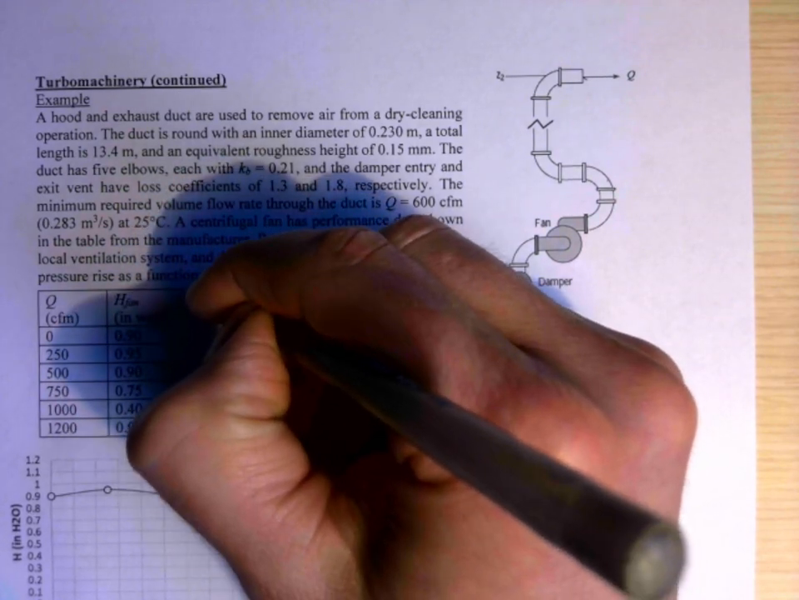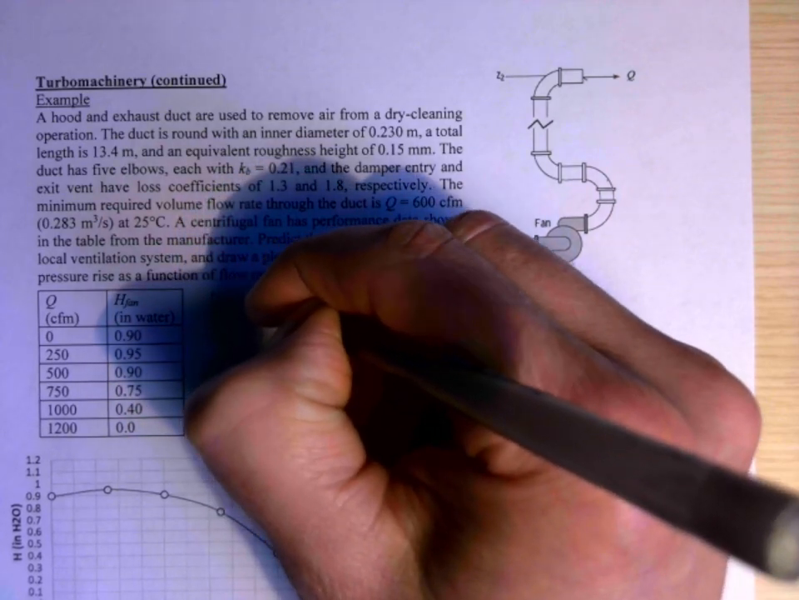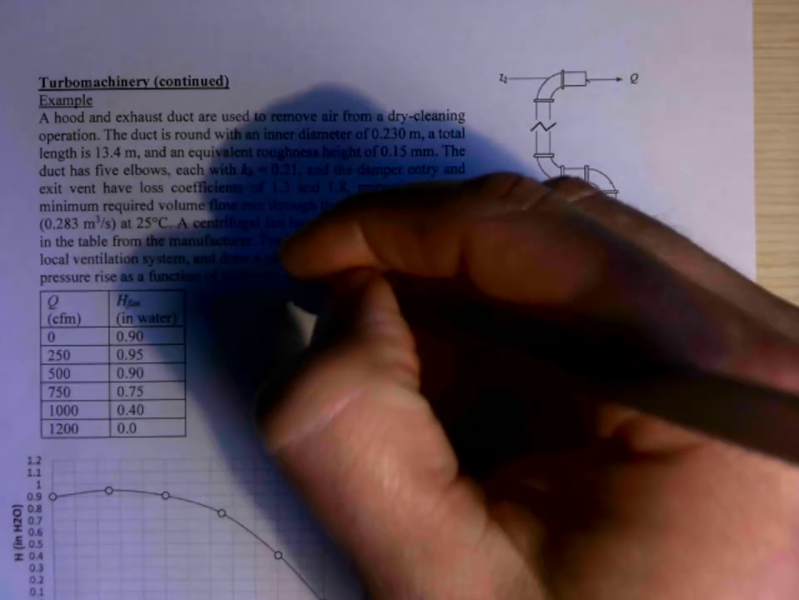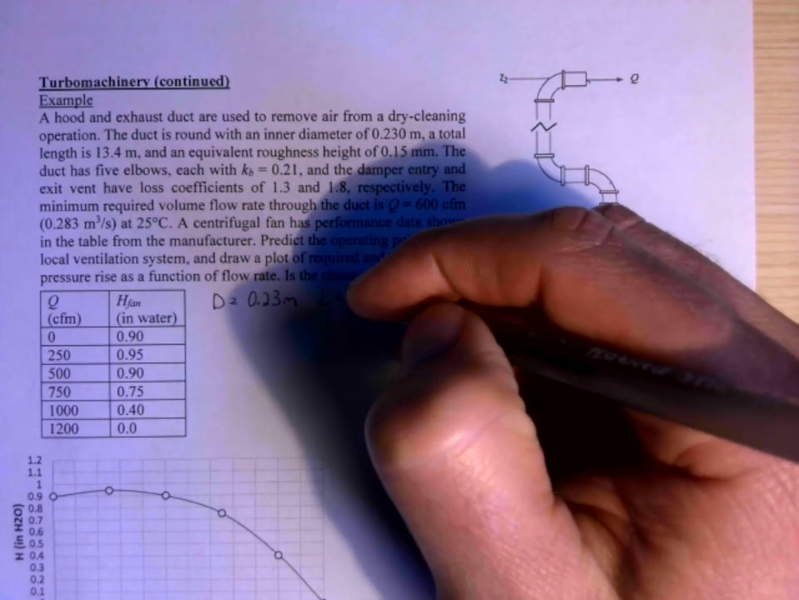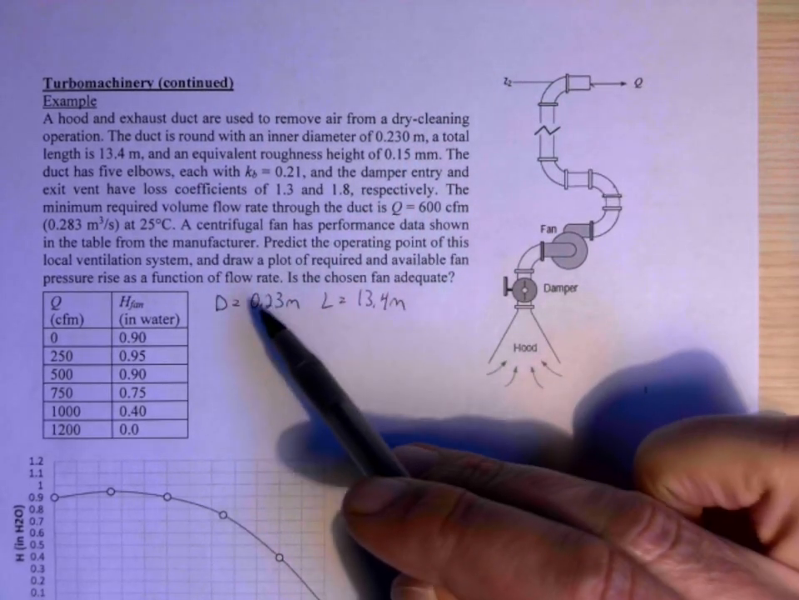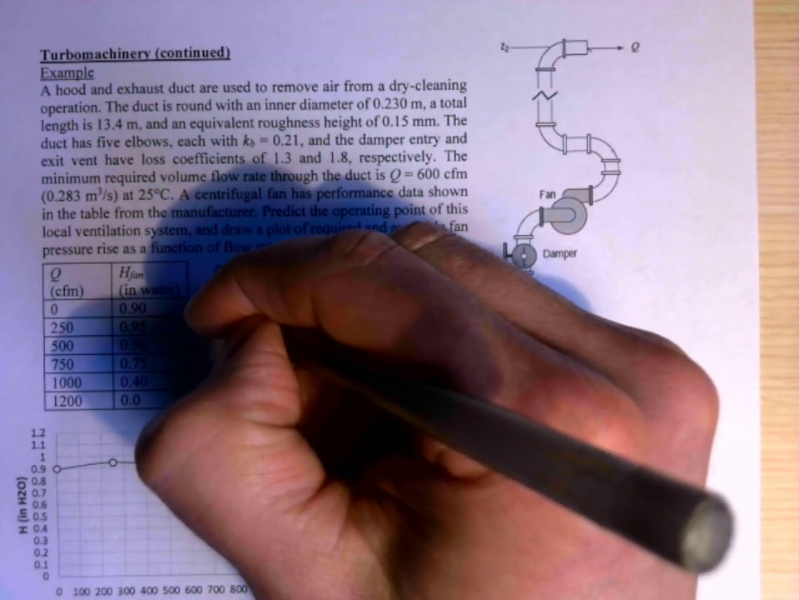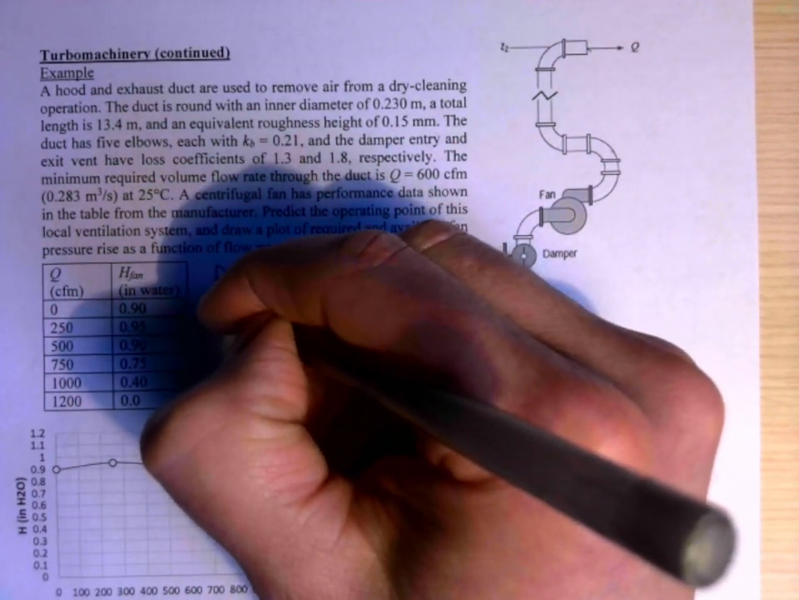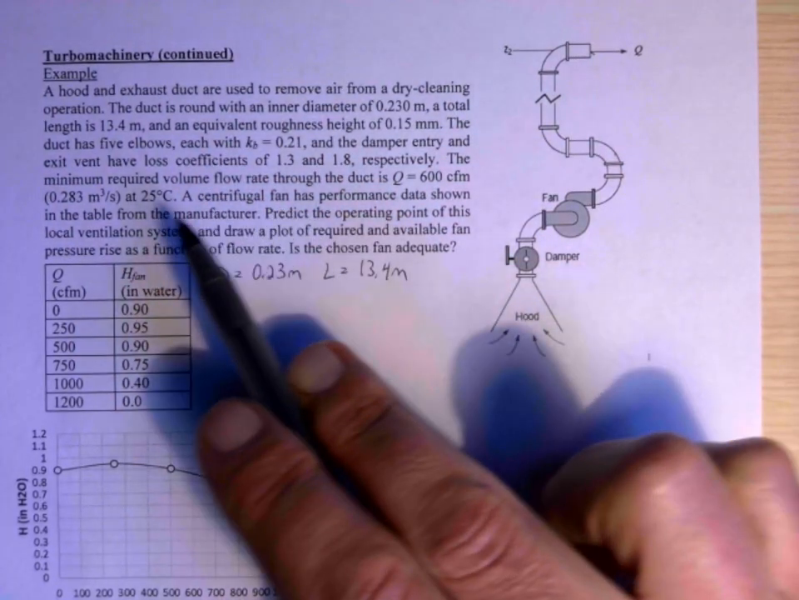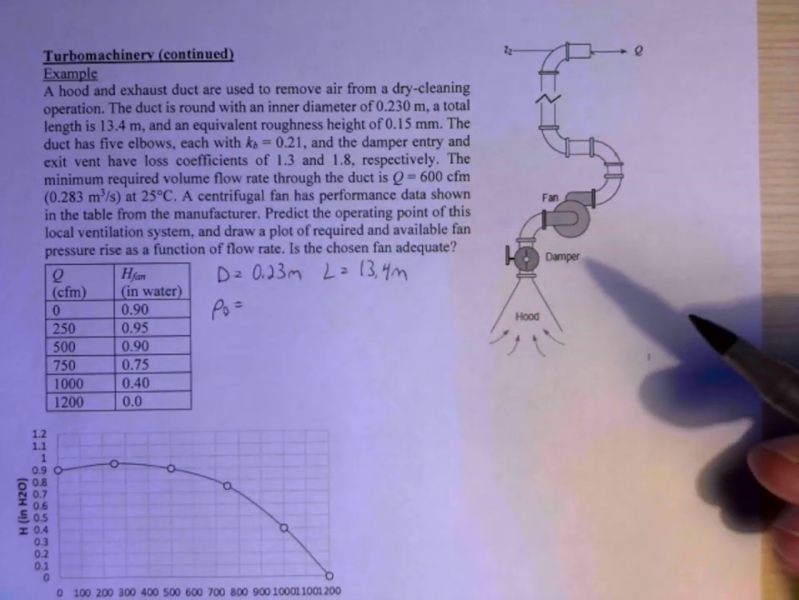We're told the diameter here is 0.23 meters. This one's in metric, so everything will be in metric. And then the length of the pipe is 13.4 meters. We're going to need this to do the friction losses. And then we're going to need the density and viscosity of air. We're told it's air at 25 degrees Celsius under the design conditions.